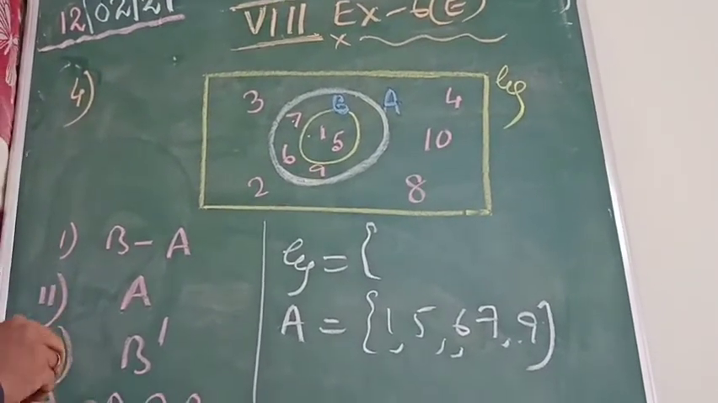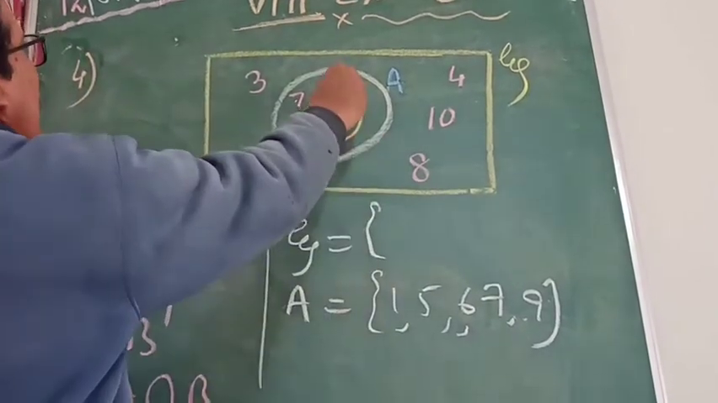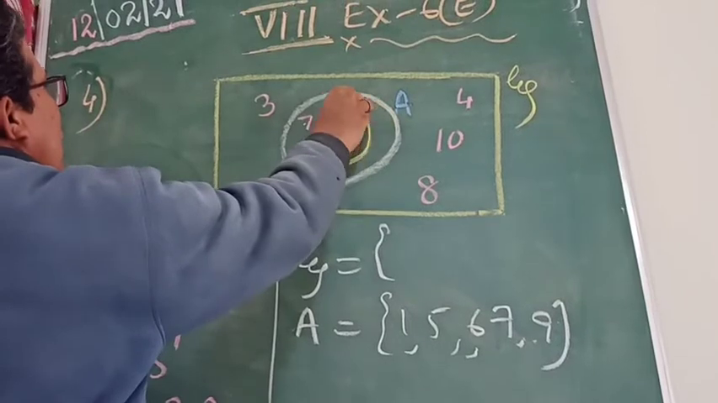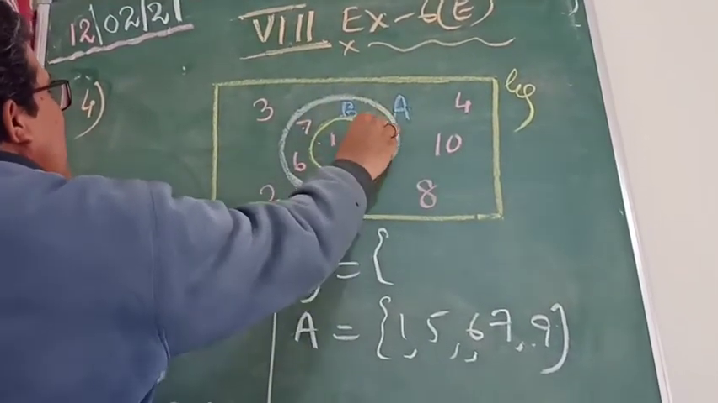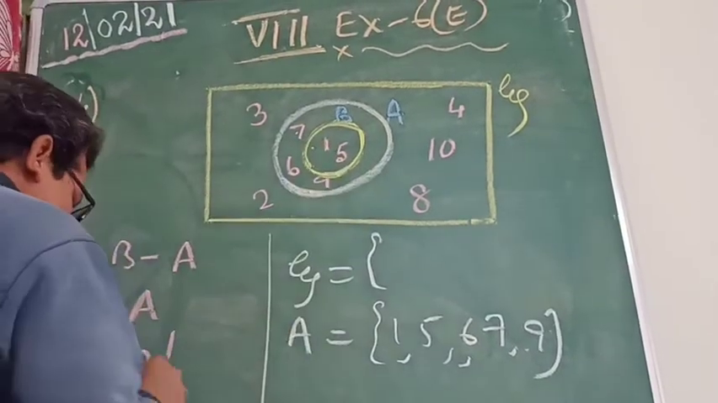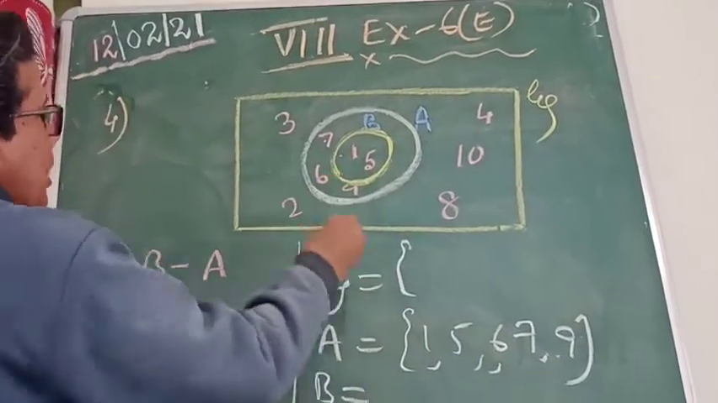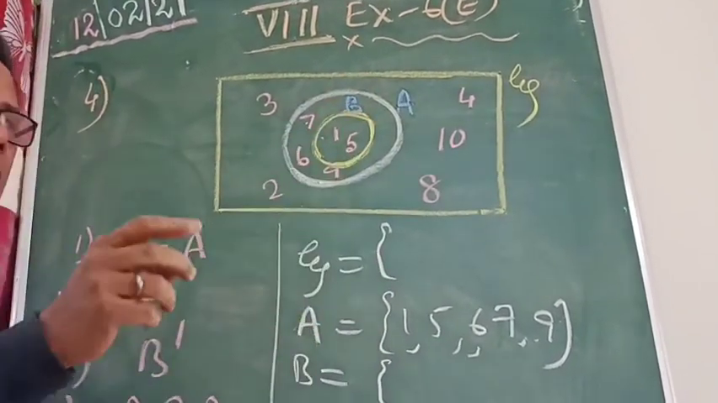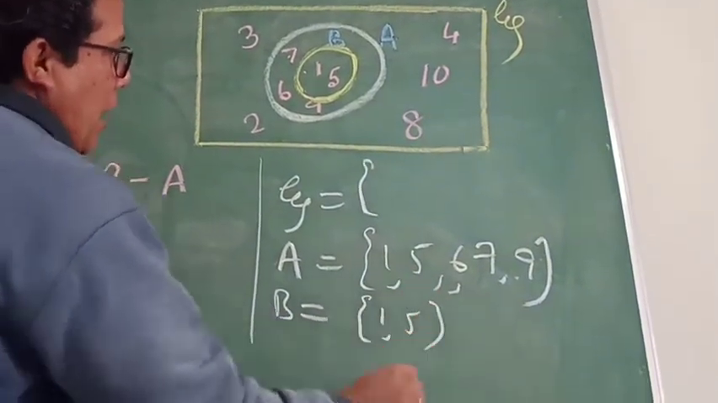Now I am going to write the elements of set B. Which are the elements of set B? This is set B, the yellow color circle. This circle represents set B. Please understand, it's very easy. This circle. So B के अंदर में I am going to write B, set B. Which all elements are present in set B? The elements which are present in the yellow circle, they are the elements of set B or not. Which are they? 1 and 5.